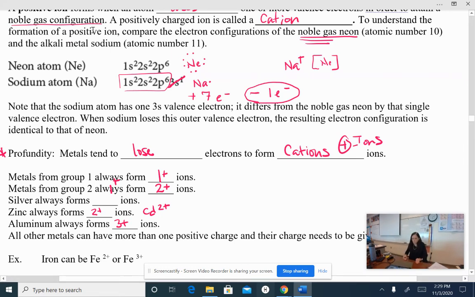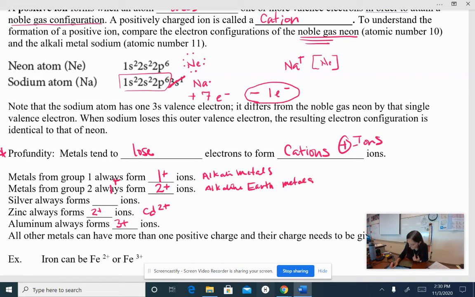Okay? Now, we have designated group 1 and group 2. Remember, group 1 are the alkali metals, or the very first column in the periodic table. And group 2 are the alkaline earth metals. You might want to grab a periodic table and start coloring this in, okay?